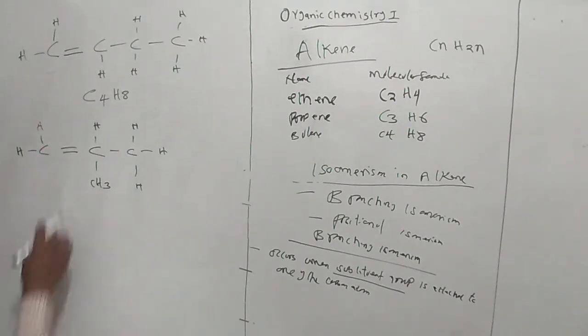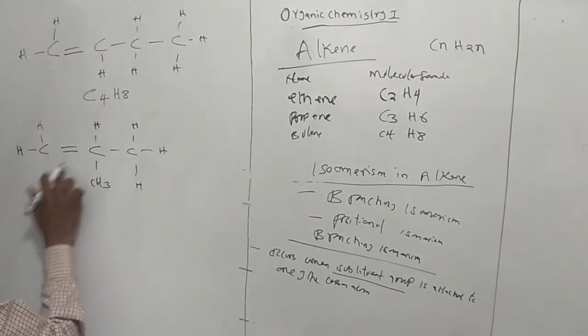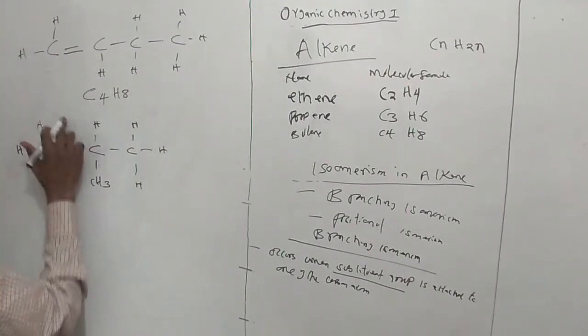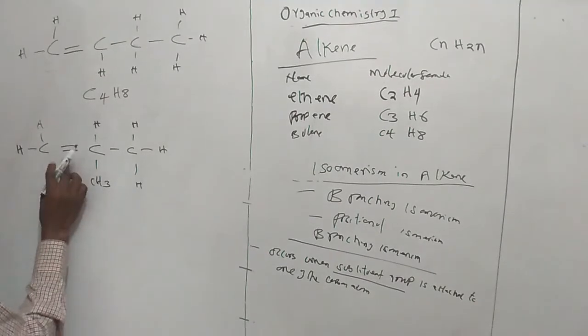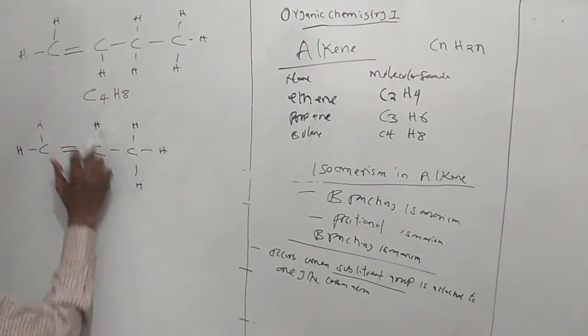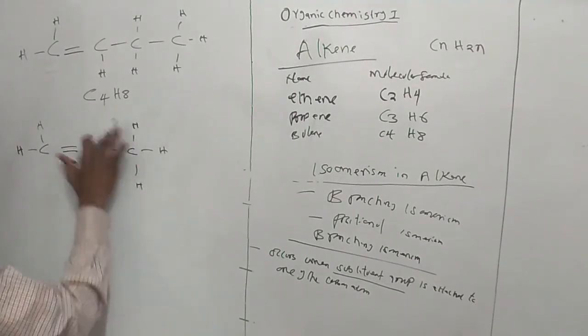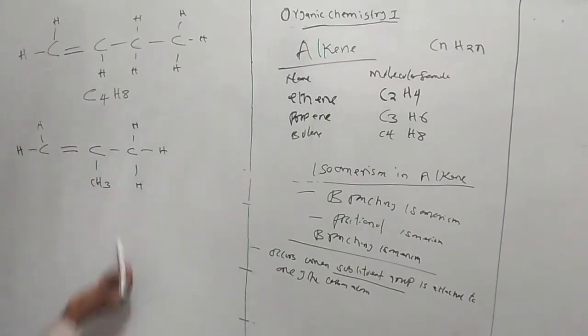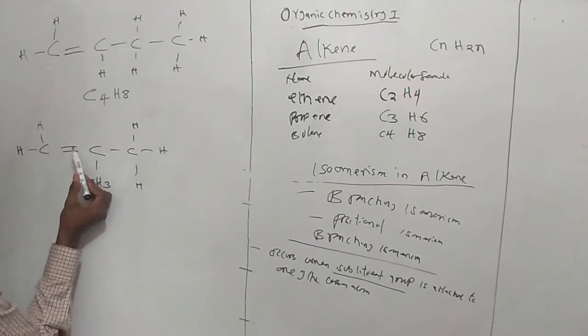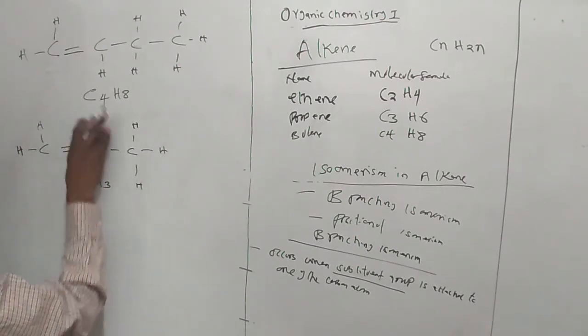Such that you can confirm C is 4: 1, 2, 3, 4. Hydrogen is 1, 2, 3, 4, 5. Sorry, this is 1, 2, 3, 4, 5. So this bond should not be here, since each carbon atom must have a maximum of 4 bonds. You can confirm 1, 2, 3, 4. So it was wrong to put this one here.